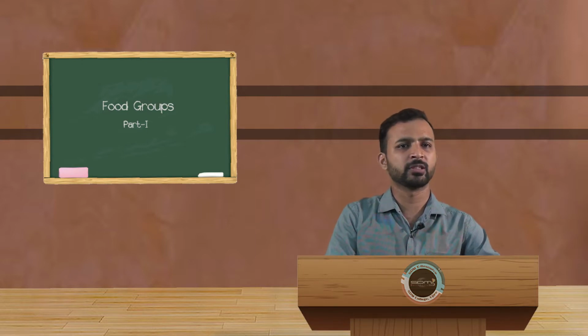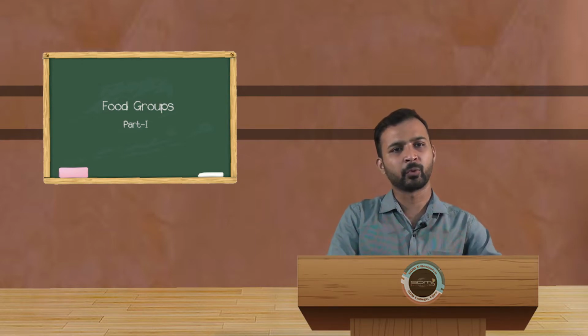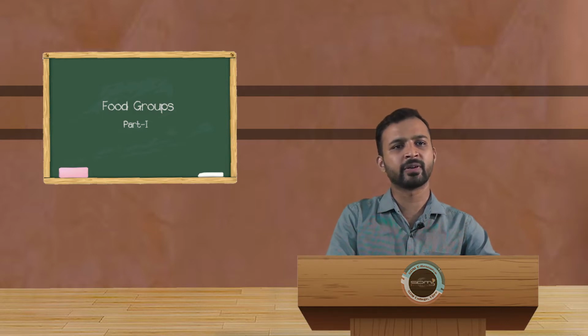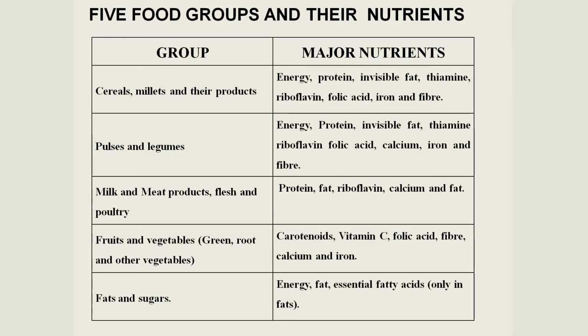So it will give major nutrients as energy and protein. In some foods we will get invisible fat, thiamine, riboflavin, folic acid, iron and fiber, and pulses and legumes. So here: energy, protein, visible fat, invisible fat, thiamine, riboflavin, folic acid, calcium, iron and fiber.